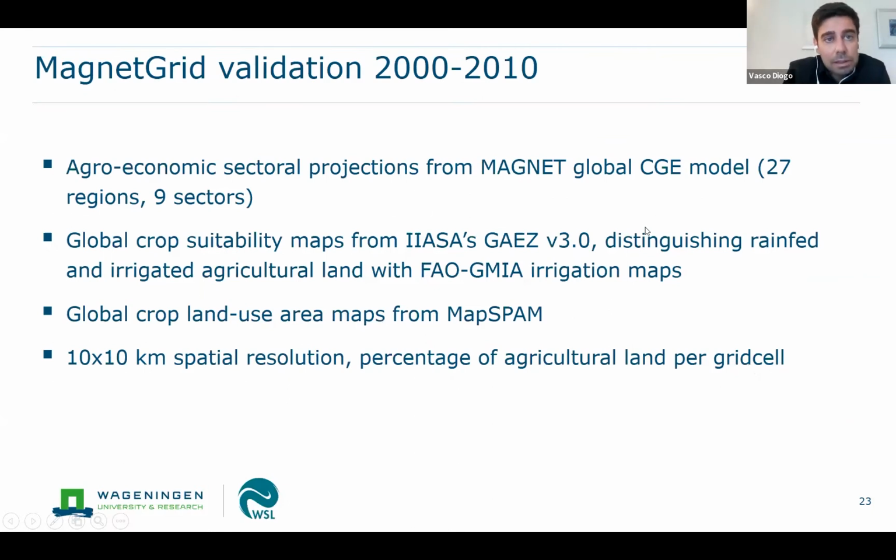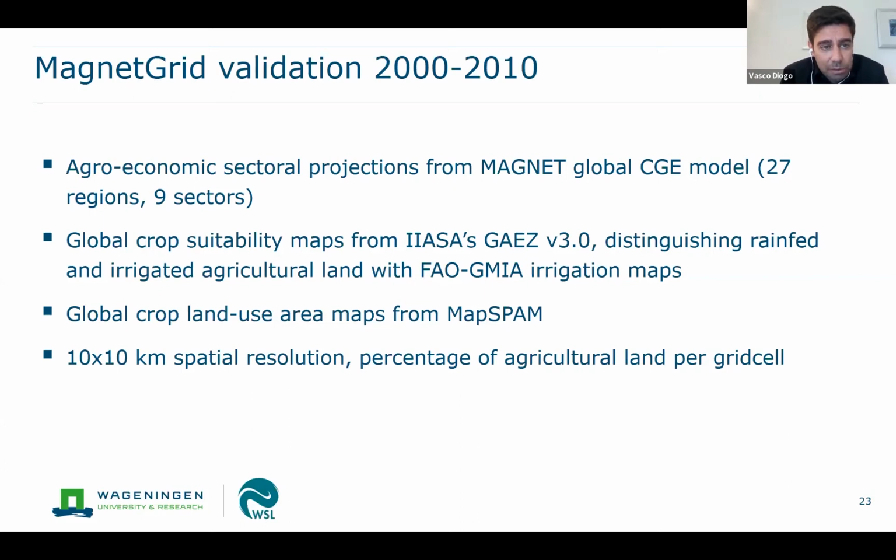We have then performed a validation exercise between the years 2000 and 2010, in which we attempt to assess to what extent we are able to reproduce land use change patterns between these two years. We use agroeconomic sectoral projections from the MAGNET CGE model with 27 regions and 9 sectors. We used as a way to specify crop suitability the IIASA Global Agro-ecological Zones database, while also distinguishing rain-fed and irrigated agricultural lands through the FAO Global Map of Irrigation Areas irrigation maps.